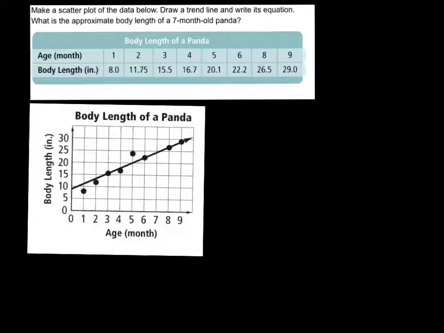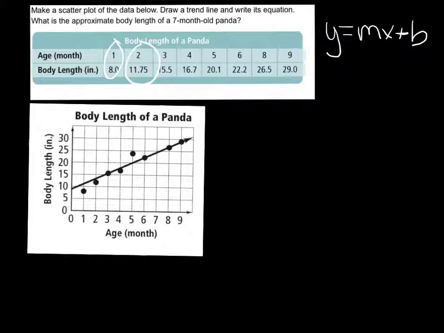Okay, so here's your scatter plot, and the trend line here is drawn through a couple points on your scatter plot. Remember, we used our age as our x value and our body length as our y value. Remember from yesterday, these are all coordinate or ordered pairs. Now what we want to look at here is to find our trend line. Remember, y equals mx plus b.